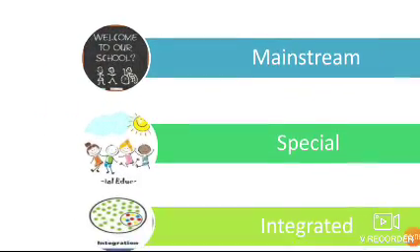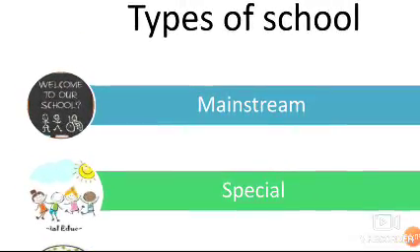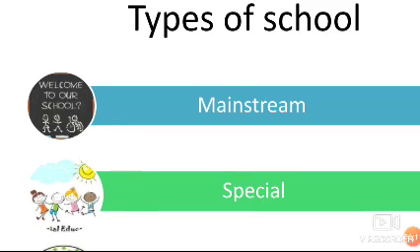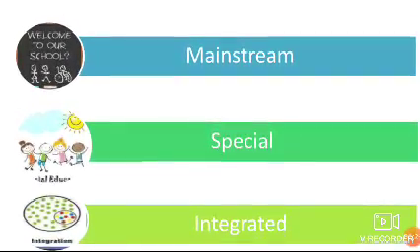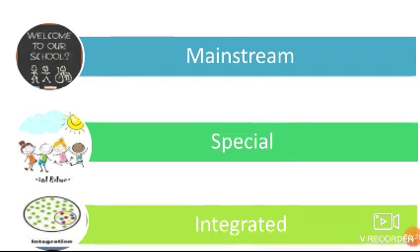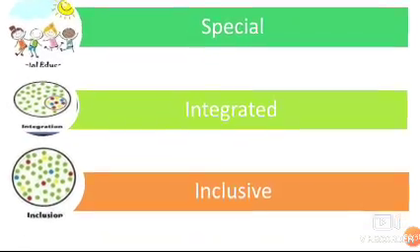So, four types of school. The first is mainstream school. Look at the picture of it, which shows what a mainstream school is. The picture only tells us: welcome to our school. So here everyone is welcome. The second is special school. Special school is for those who have special needs. For them, this is the special school.